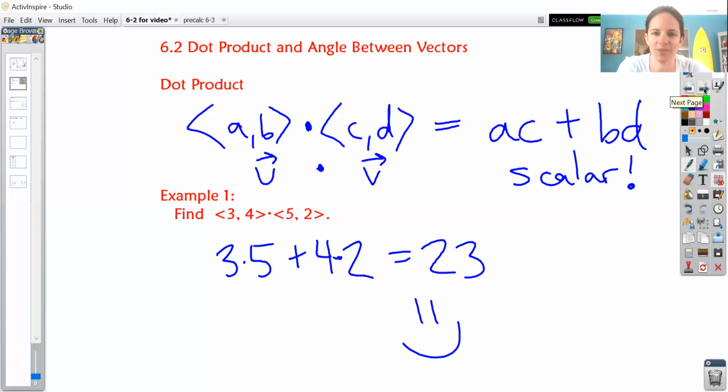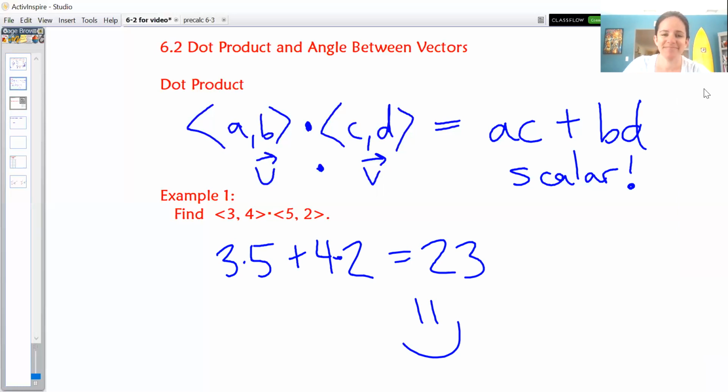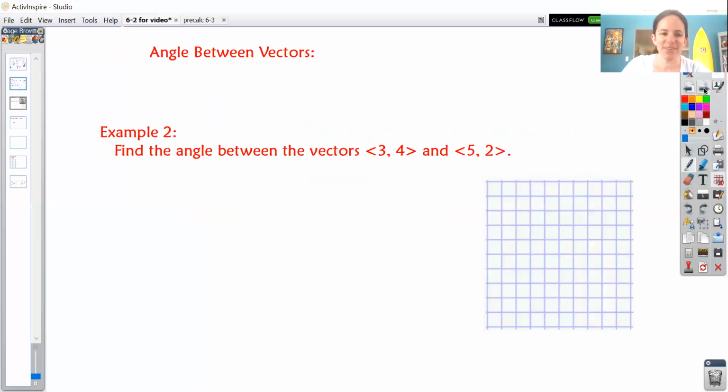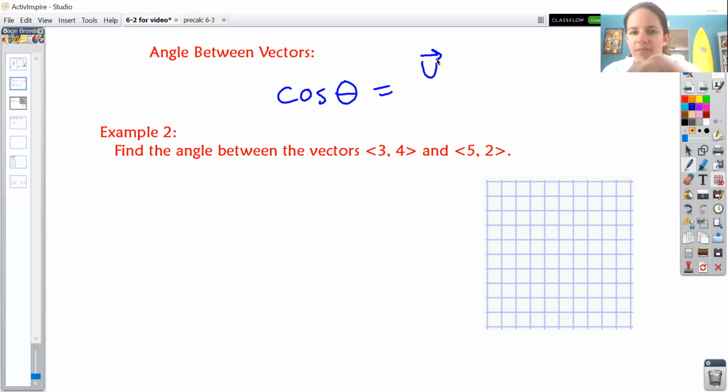Why would we want to use the dot product? What's the purpose of doing that with 2 vectors, you ask? I'm so glad you asked. Turns out you can use a dot product to find the angle in between two vectors, which comes in really convenient. So the formula for the angle in between vectors is that the cosine of theta is going to equal u dot v over the magnitude of u times the magnitude of v.